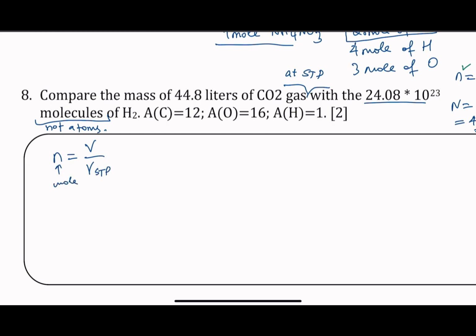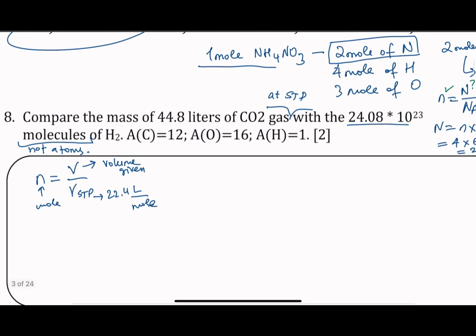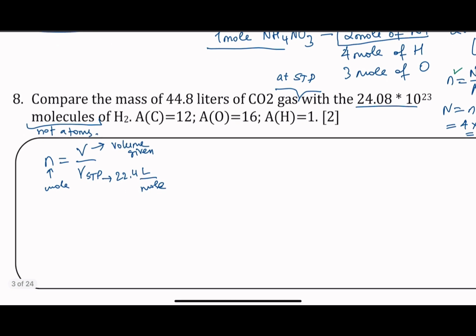where n is the number of moles and V is the volume given, and this is going to be the volume at STP. It would be 22.4 liters per mole for 1 mole. Okay, so now let's find the number of moles for the CO2. So you have here n equals 44.8 liters divided by 22.4 liters per mole, and this would give you 2 moles.